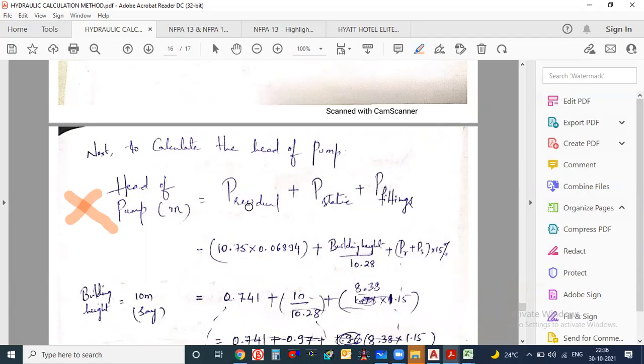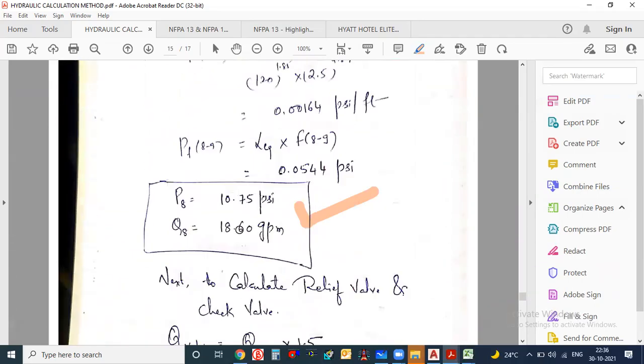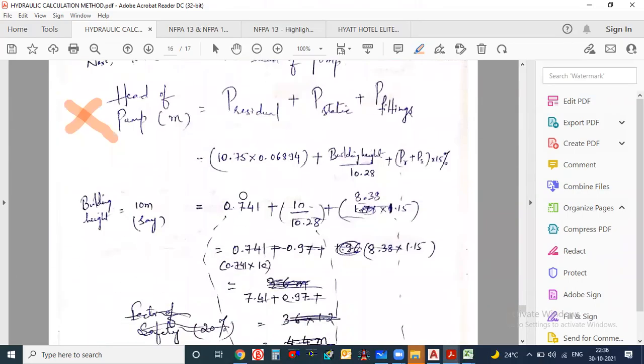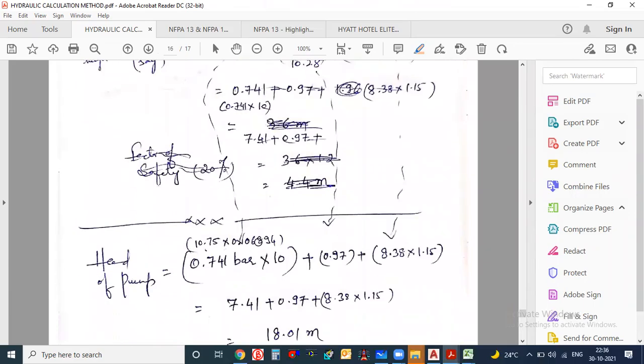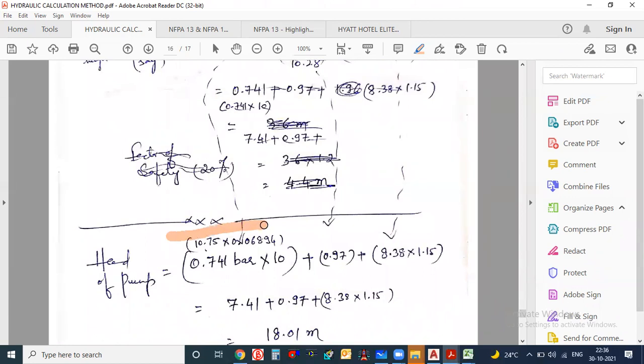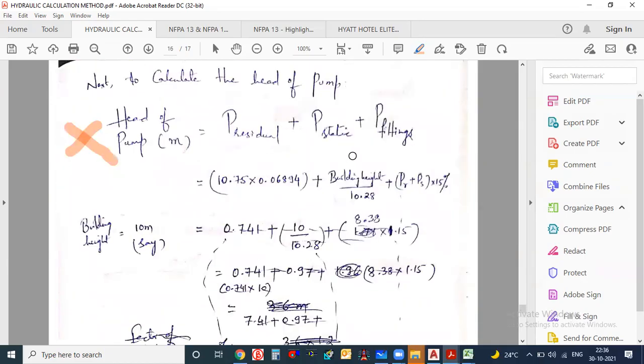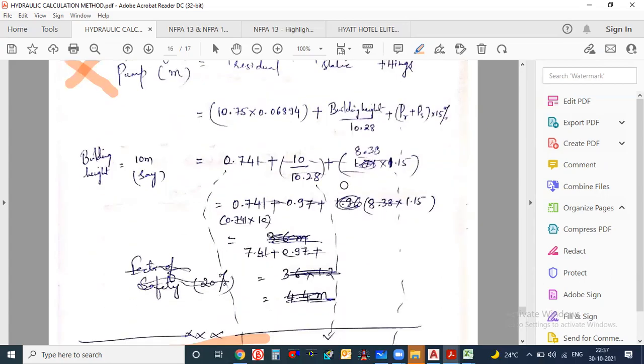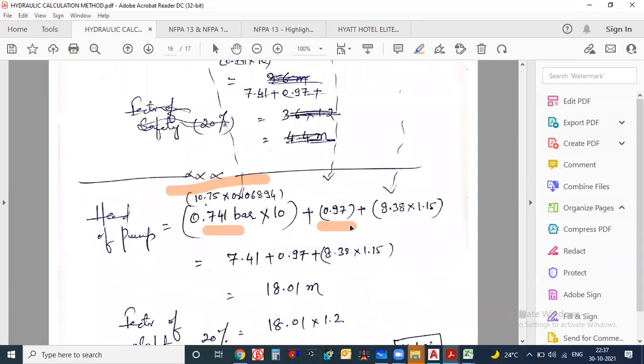So first what I will do, residual, whatever the pressure residual value is given, 10.75 psi, I will multiply with some factor to convert it into bar actually. Actually, this is the formula given here. 10.75 into 0.06895, something will become 0.741, into 10 it will become meter, 7.41 meter. Then building height, P static: building height divided by 10.28. If you know the building height, just multiply with 10.28, you will get some value.